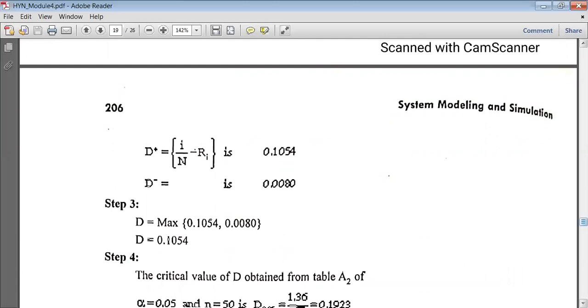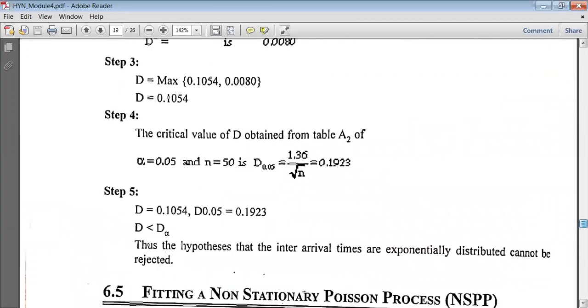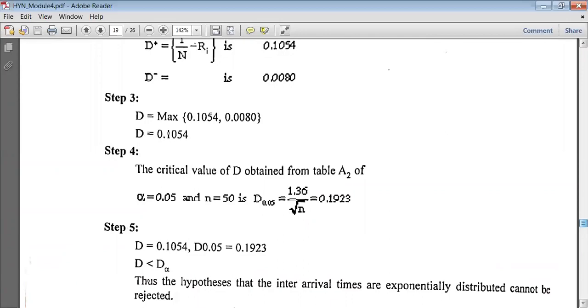The formula for D is D equals max of D plus comma D minus. Take that maximum value and compare it with your critical value, which you will get from D alpha. If it is lesser, then it cannot be rejected. If it is greater, then the hypothesis will be rejected. So these are the three types of problems we have under input modeling.